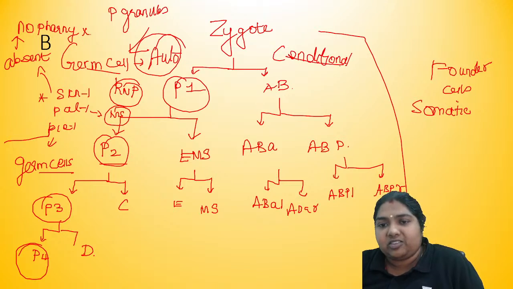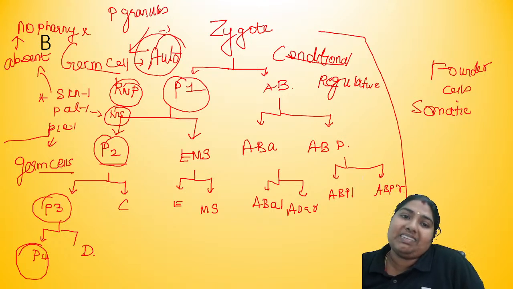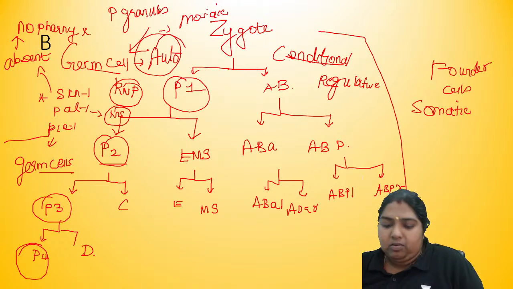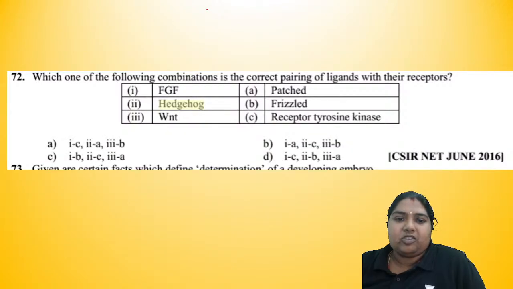Conditional specification is going to be regulative. Okay, it is regulated by its environment, but autonomous, it is going to be self, it is mosaic. Okay, it is going to be mosaic. Yes, everybody. So this is clear.